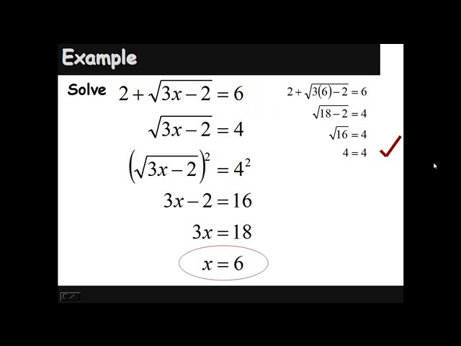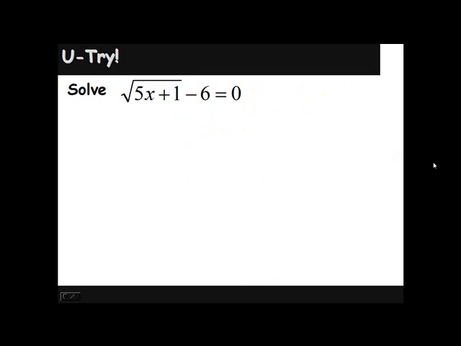You can pause this video at any time, you can rewind, you can fast forward. The pace of the lesson is up to you. Try this problem.